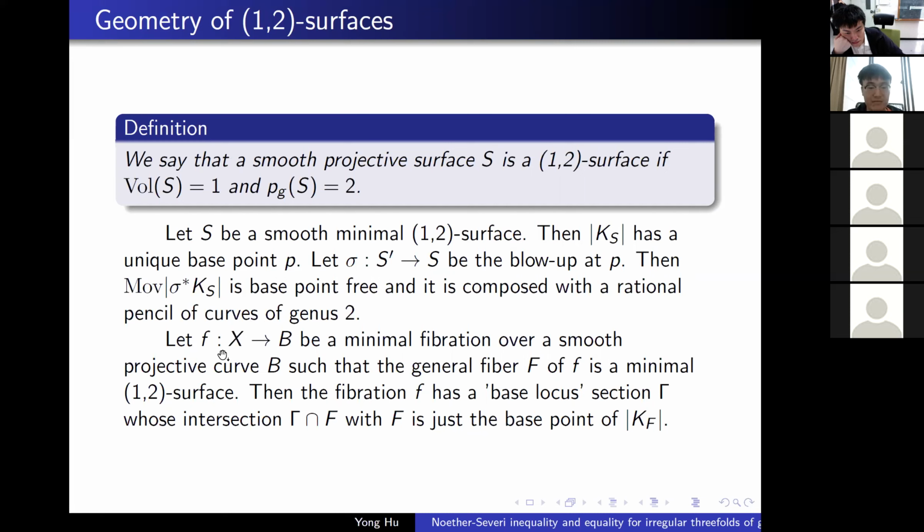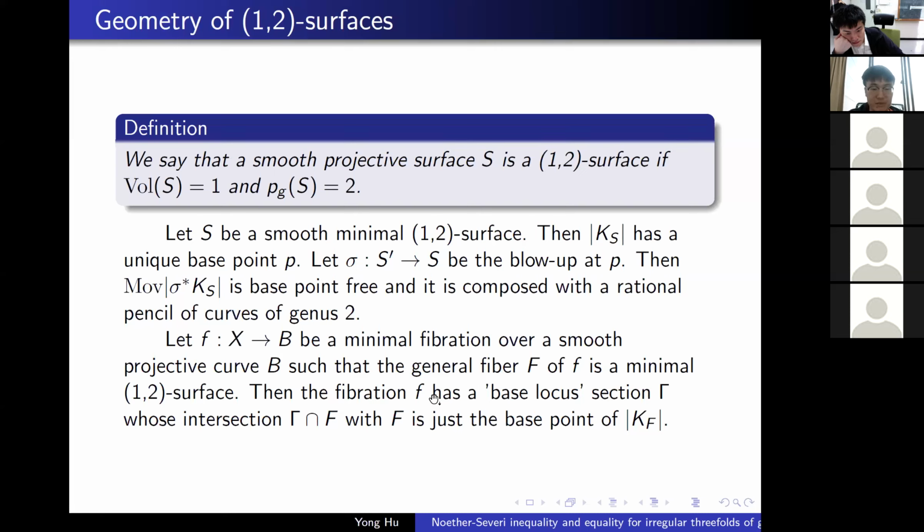Now let F from X to B be a minimal fibration over a smooth projective curve B, such that the general fiber F of the fibration is the minimal 1-2 surface. Here, minimal fibration means that X has at worst Q-factorial terminal singularities, and the canonical divisor is relatively nef. So the general fiber must be a minimal surface. And now we assume that the general fiber is the minimal 1-2 surface.